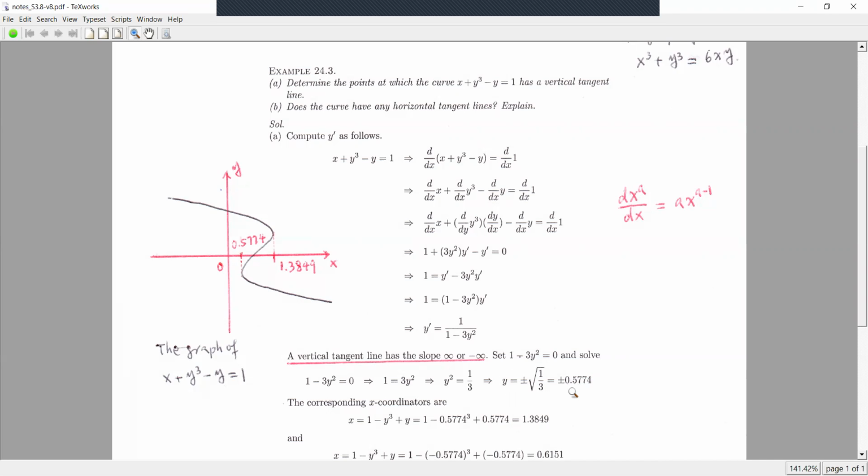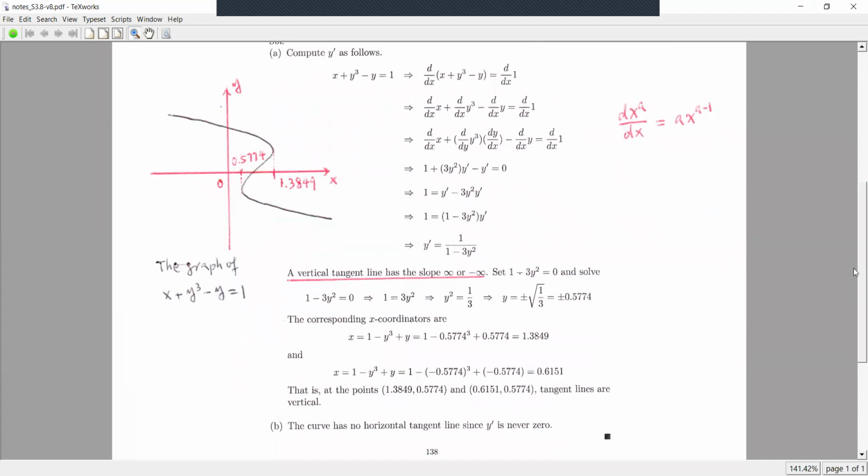These two numbers are the y coordinates of these points. To find the corresponding x coordinates, I plug these two numbers back into the given equation. Then I get the x coordinates of these 2 points. Therefore, the answer to part A is that at this point and this point, the tangent lines are vertical.